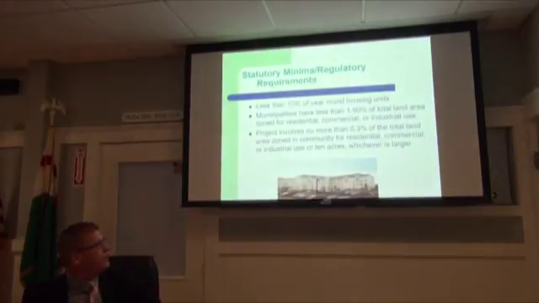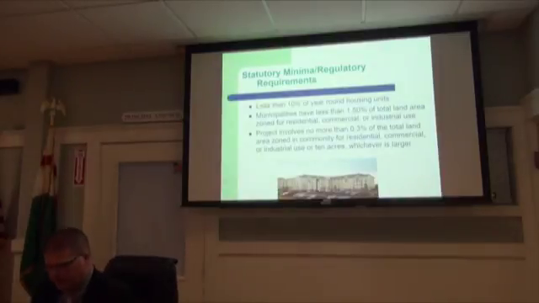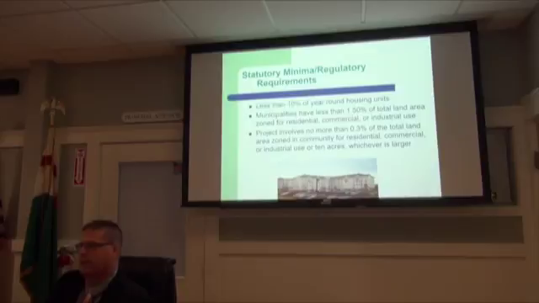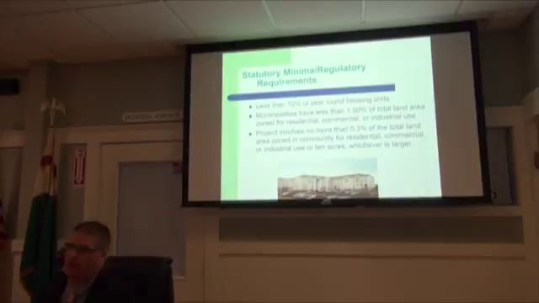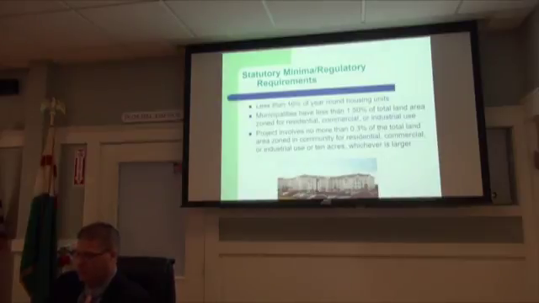So again, we're talking about the statutory minima and regulatory requirements. I'm sure many of you know Chapter 40B requires a municipality to have a minimum amount of affordable housing. There are actually 3 different statutory requirements. If you meet any one of the 3, you can claim the safe harbor and actually deny Chapter 40B applications. The first one is the one that's most well known: the 10% year-round housing unit requirement.